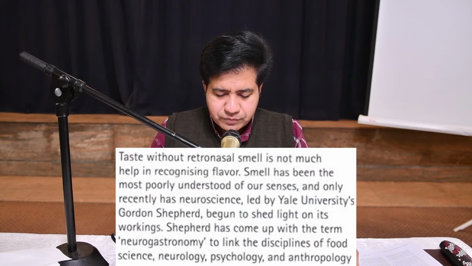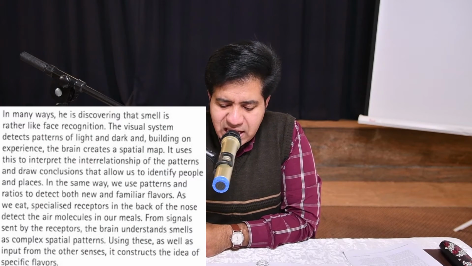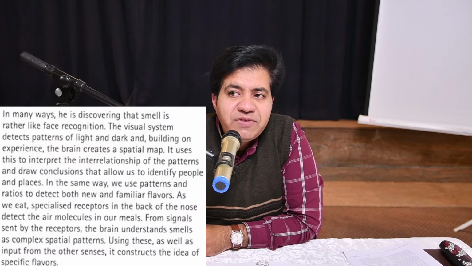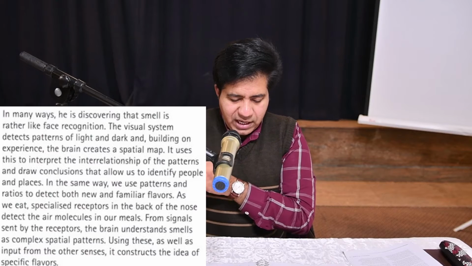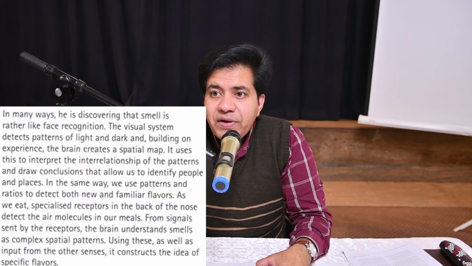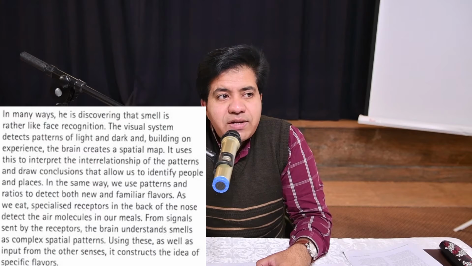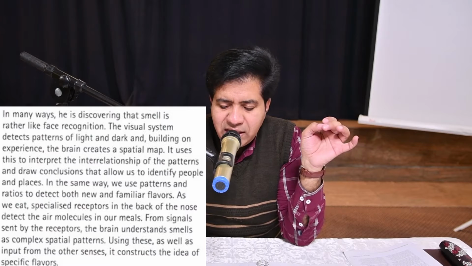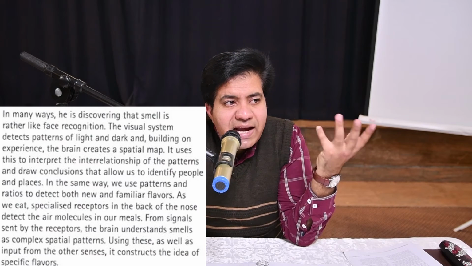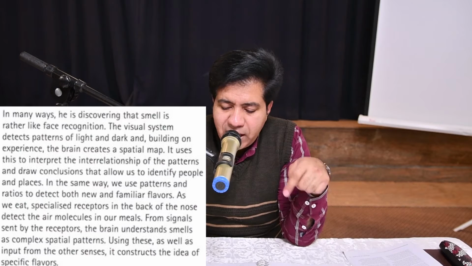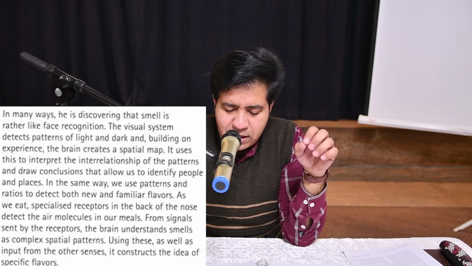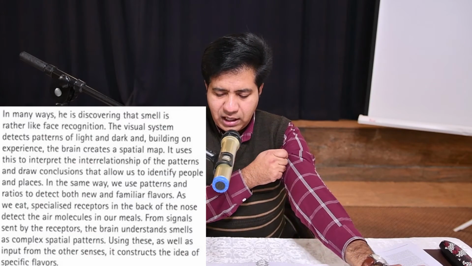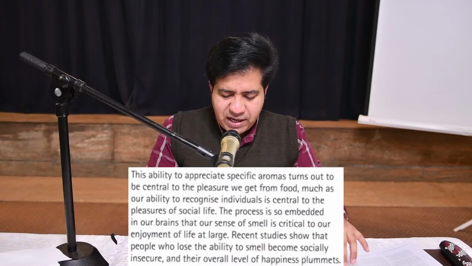Next paragraph. In many ways, he is discovering. Now they are using he, it means they used the noun in the previous paragraph. Okay, so the name is Golden Shepherd. In the previous paragraph, they mentioned the name Golden Shepherd. So you can underline Golden Shepherd. And when they say in many ways, he is discovering that, anything discovered by Golden Shepherd, you will come to this paragraph. It is rather like fact recognition, the visual system detects patterns and all that. Okay, now let's move on to the next paragraph.